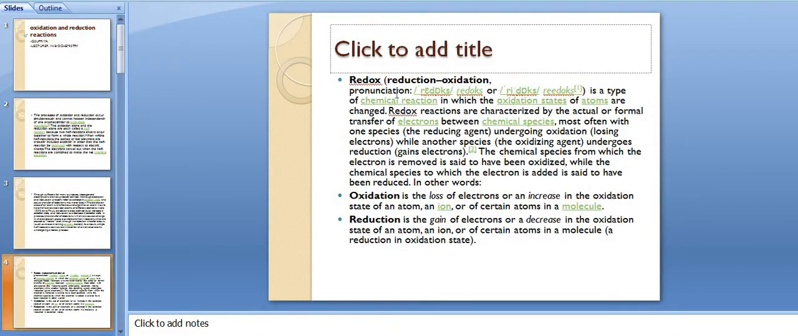Next, coming to the point, redox means reduction-oxidation. It is a type of chemical reaction in which the oxidation states of atoms are changed. Redox reactions are characterized by the actual or formal transfer of electrons between chemical species, most often with one species undergoing oxidation while another species undergoes reduction.